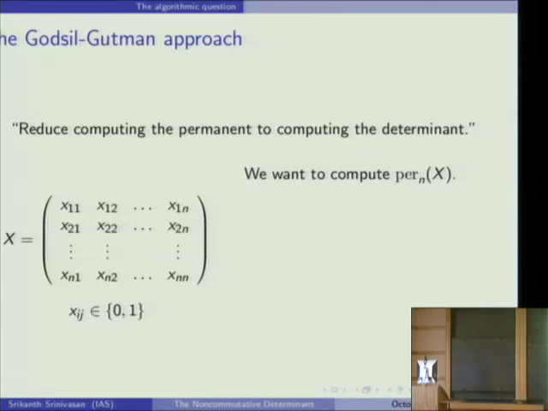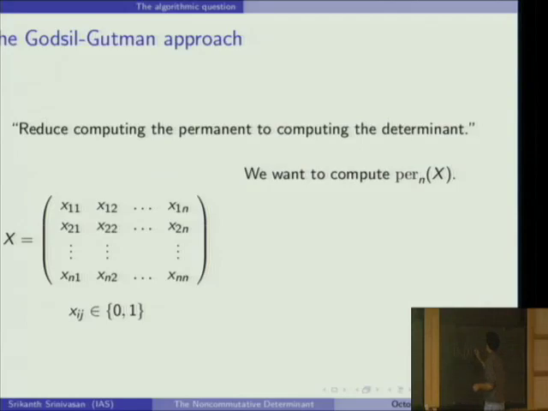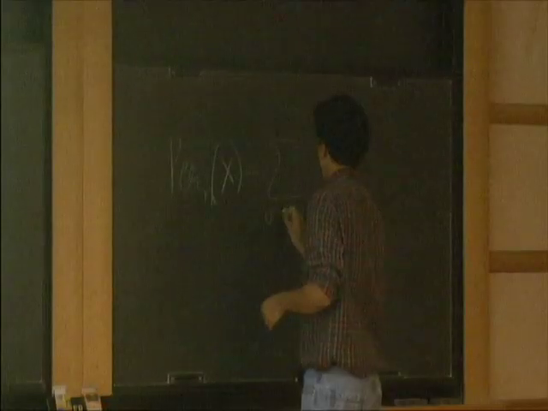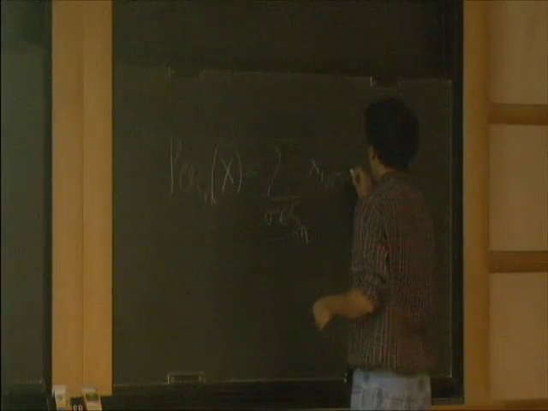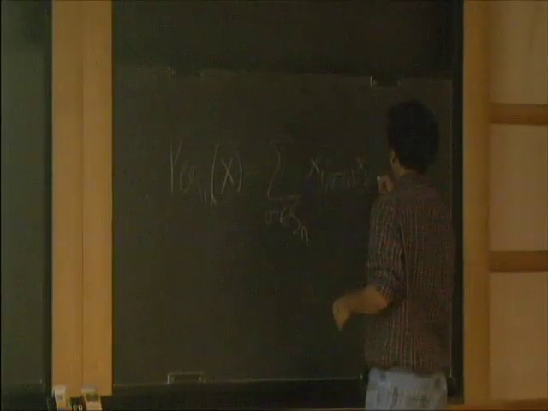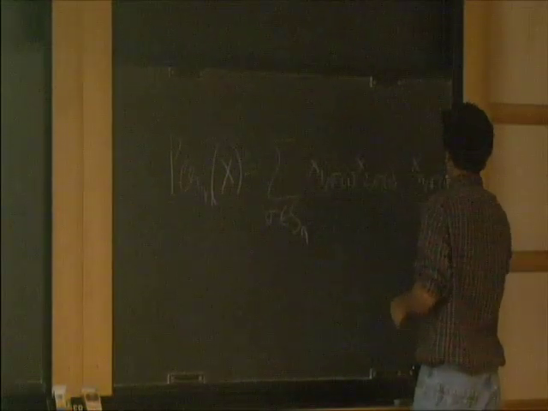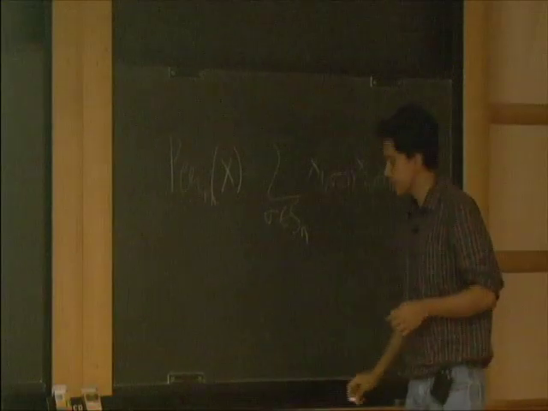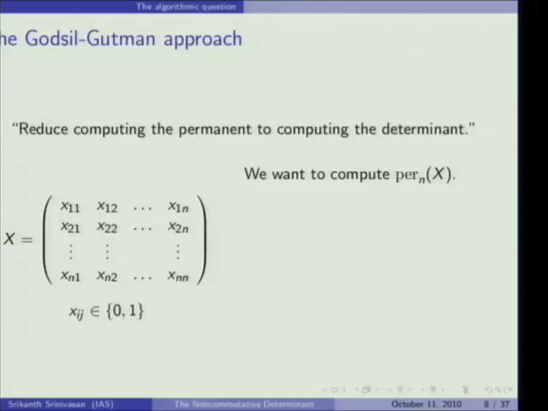so that is this portion visible to everybody? Yeah. Okay. So the permanent of an n by n matrix is very similar to the determinant. It's got the same terms, only without the sign. Okay, so that's the permanent. And what we want to do is, given an n by n matrix with real numbers, in fact only 0, 1 entries, compute the permanent of this matrix.